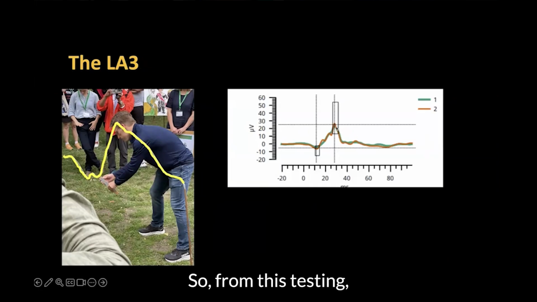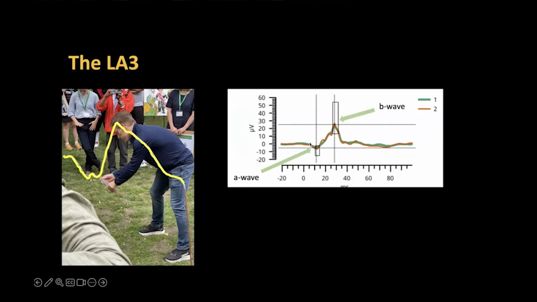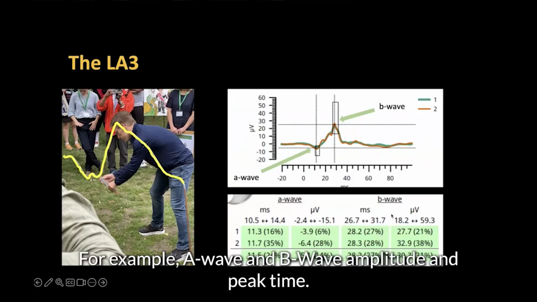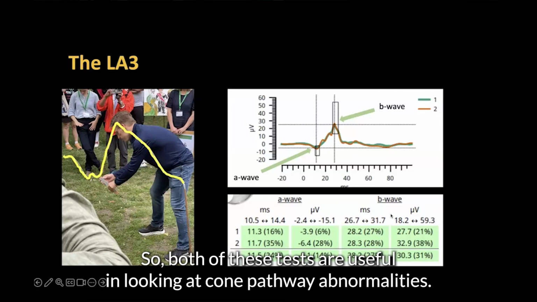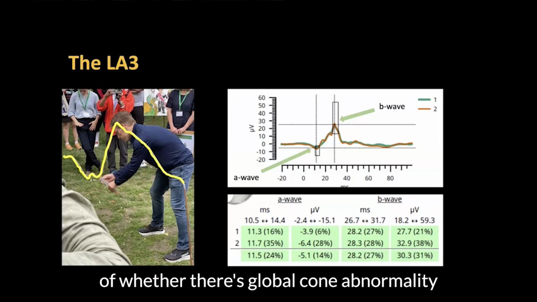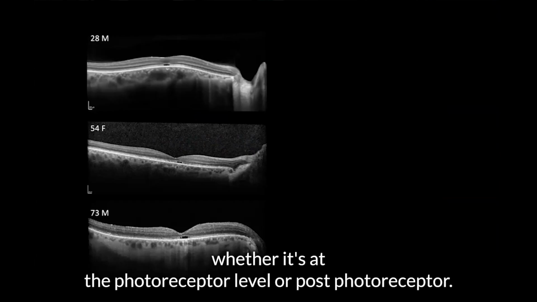So from this testing, the single flash or 2 Hertz flash, we can tell whether the abnormality is located at the photoreceptor or post-photoreceptor level. And so there are parameters that we can look at, for example, A wave and B wave amplitude and peak time. So both of these tests are useful in looking at cone pathway abnormalities. The LA30 gives us an indication of whether there's global cone abnormality, and LA3 helps localize where the abnormality is, whether it's at the photoreceptor level or post-photoreceptor.